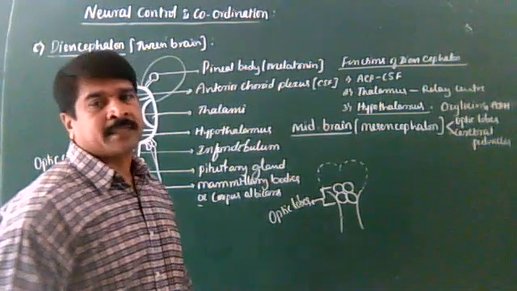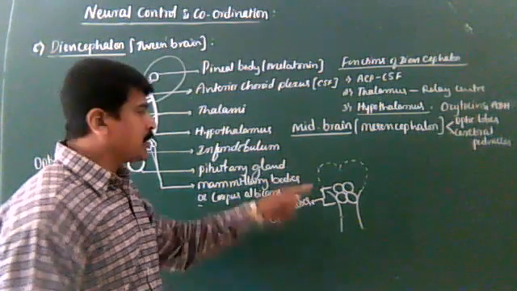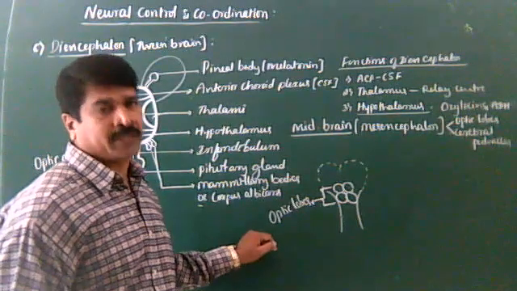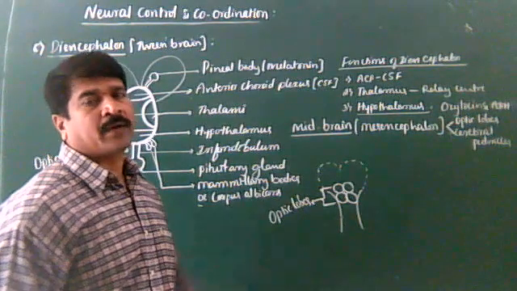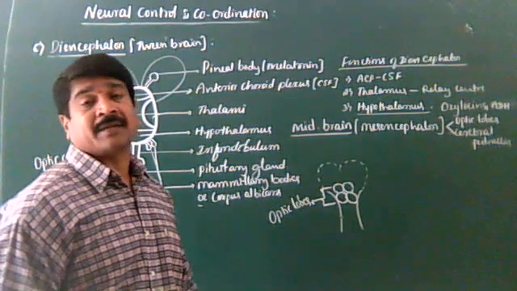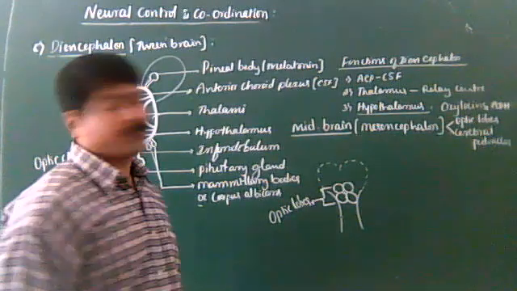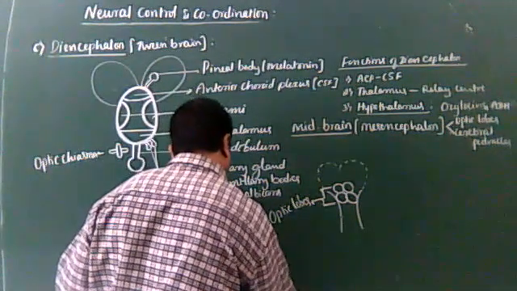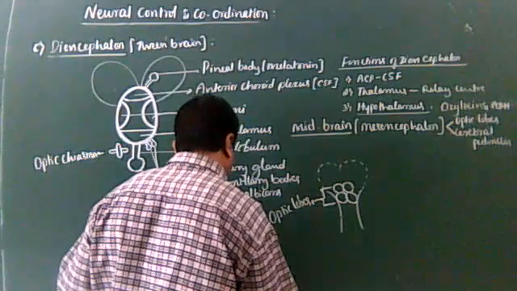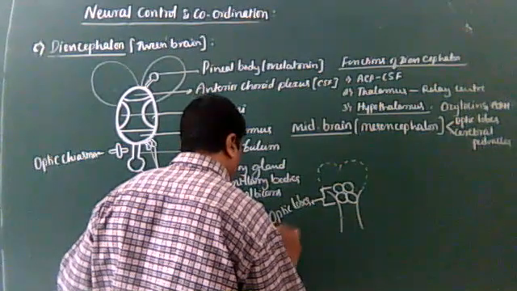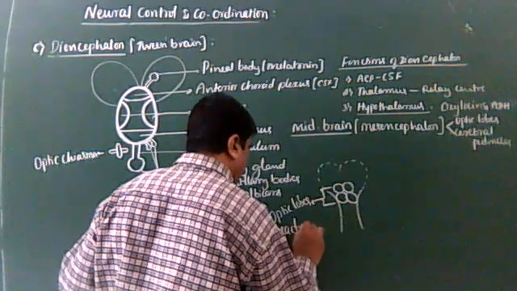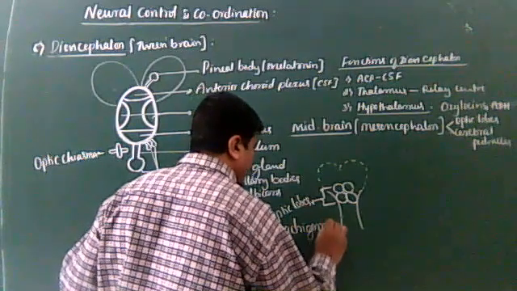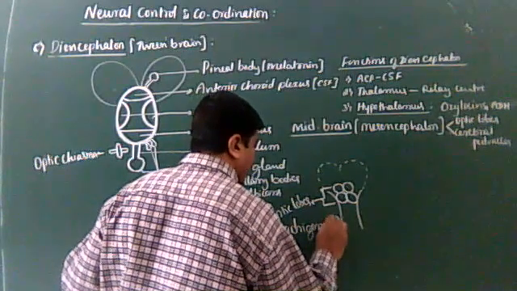Present on the dorsal side of the midbrain. These are the four small rounded elevations present on the dorsal side of the midbrain. Since these are the four small rounded elevations, they are also called corpora quadrigemina.